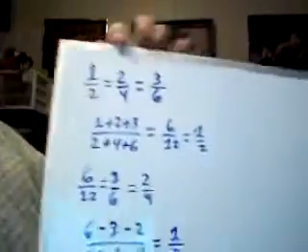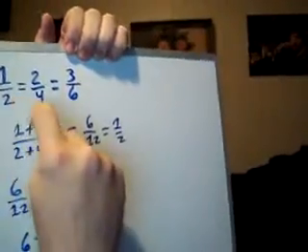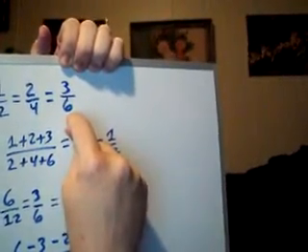Alright, we're going to talk about ratios. This is ratios part 8. I want you to take a look at these three ratios. You have 1/2 here, you have 2/4 here, we have 3/6 here.